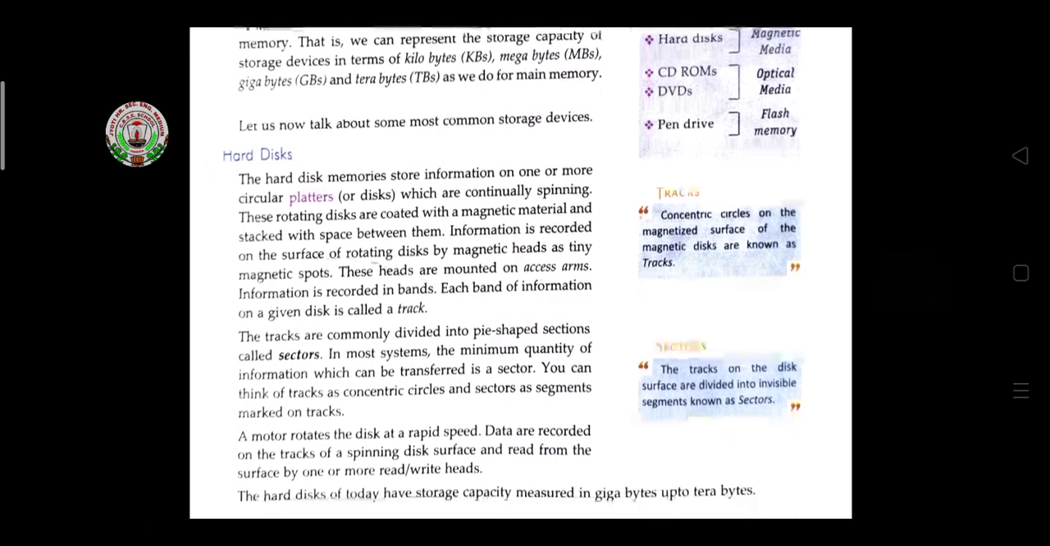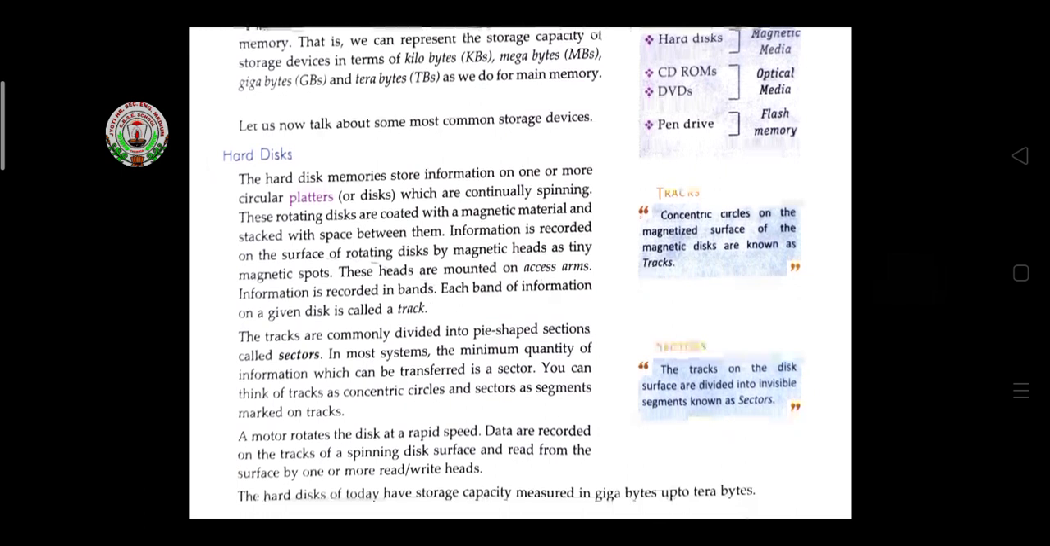The hard disk stores data on one or more circular platters, and that disk is spinning continuously. The rotating disks are coated with magnetic materials and stacked with space between them, and the information is recorded with the help of the magnetic heads. The heads are mounted on axis arms. Then each band of information on a given disk is called a track.